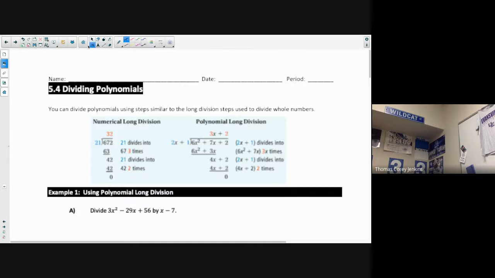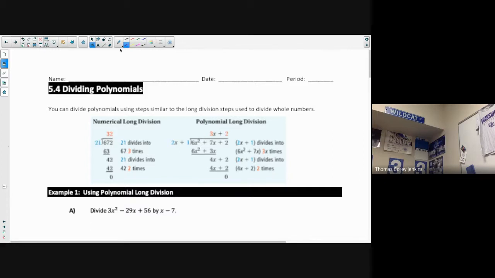It is about dividing polynomials. So basically your learning target is that you can use either long division or synthetic division to divide polynomials, okay? Technically you already know how to divide polynomials in a certain situation, like you know how to factor. That's dividing polynomials, but we can't always factor.